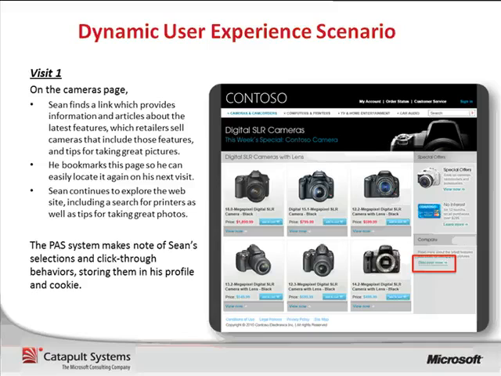for printing great photos. So at this point, what the PAS system is doing is tracking Shane's selections, things that Shane has selected so far in terms of the criteria for the camera he's looking for, what type of camera he's looking for, and it also recorded his click-through behavior. Shane is clicking on reading tips on how to take great pictures. So PS is noticing all this and writing it into profile and cookie. This is the first visit.